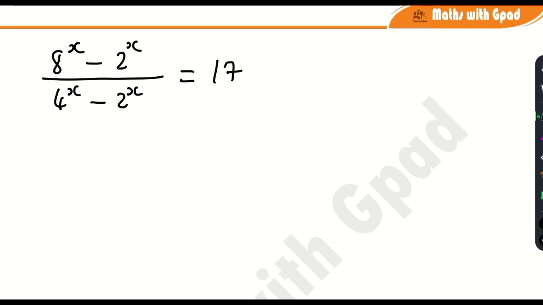We have a beautiful exponential equation which we have to solve together. What I have here is 8 raised to power x minus 2 raised to power x, all divided by 4 raised to power x minus 2 raised to power x, and all is equal to 17.